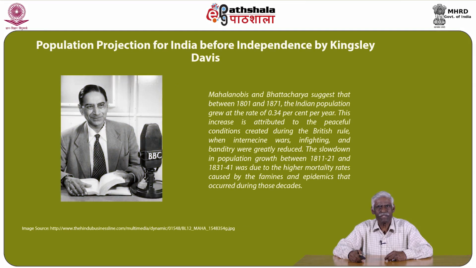Mahalanobis and Bhattacharya suggest that between 1801 and 1871, the Indian population grew at the rate of 0.34% per year. This increase is attributed to the peaceful conditions created during British rule, when internecine wars, infighting and banditry were greatly reduced. The slowdown in population growth between 1811 to 21 and 1831 to 41 was due to the higher mortality rates caused by the famines and epidemics that occurred during those decades.